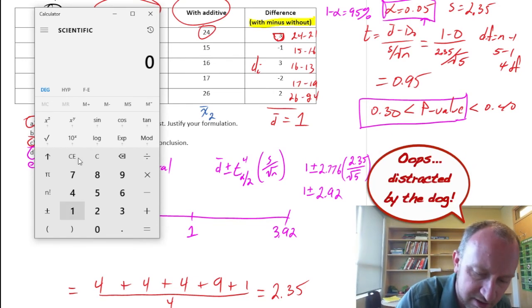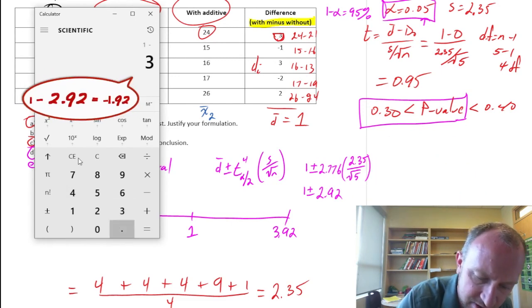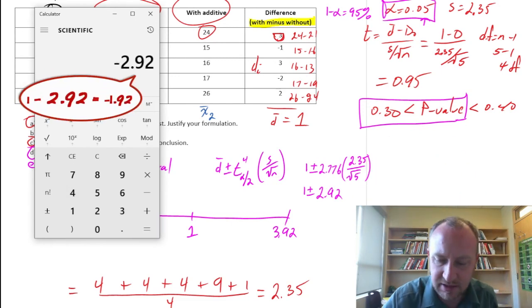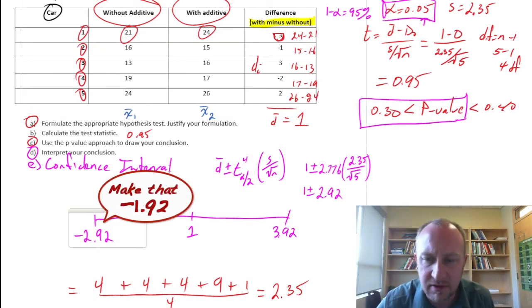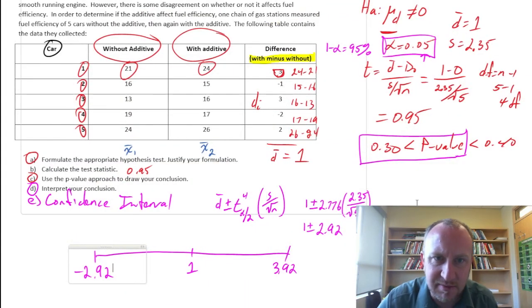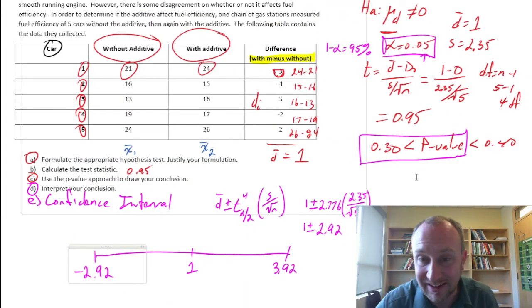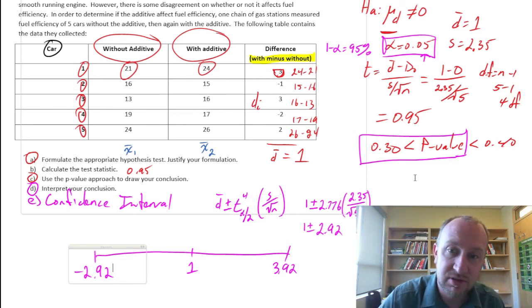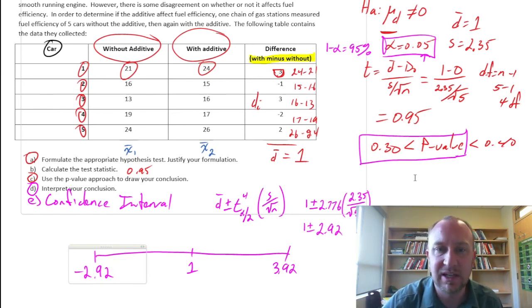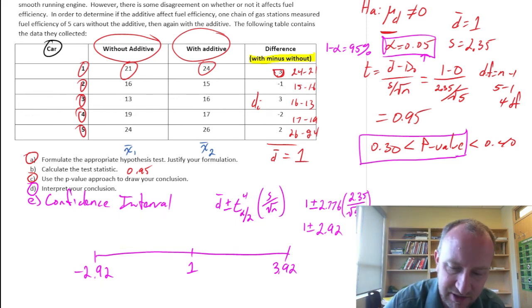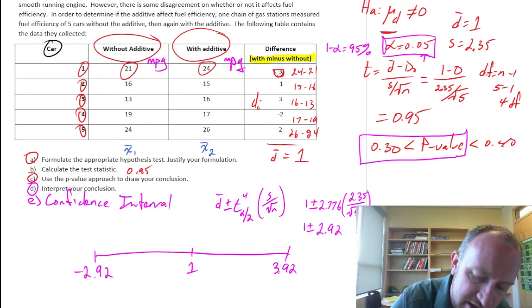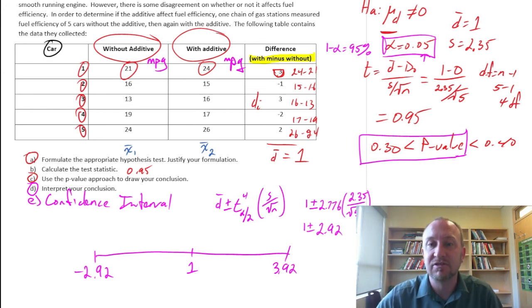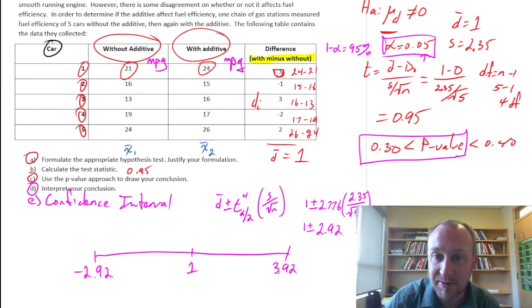Okay, and last bit, 1 minus 3.92 equals minus 2.92. Okay, so there's that confidence interval. So what this means is we're 95% confident that the true average difference is between minus 2.92 and 3.92. This is measured in miles per gallon, I think. I didn't write it in there. This is a fuel efficiency rating. So the true population average difference is between, say, minus 2.9 and 3.9.